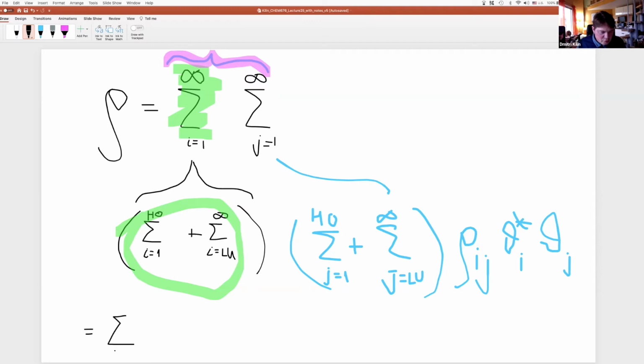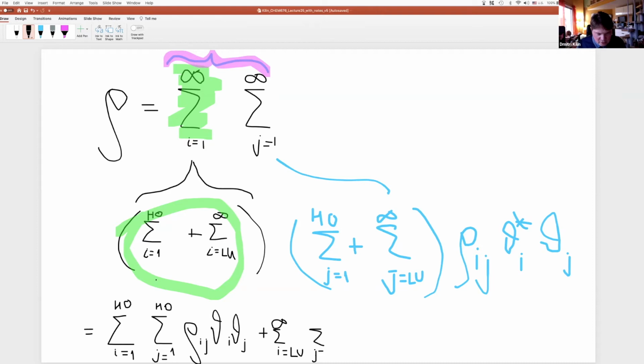So I am opening brackets. Summation I goes from 1 to HOMO, times summation J from 1 to HOMO, times rho I J theta I theta J. Next term, I goes from LUMO to infinity, J still goes from 1 to HOMO, and then I put here rho I J theta I theta J.